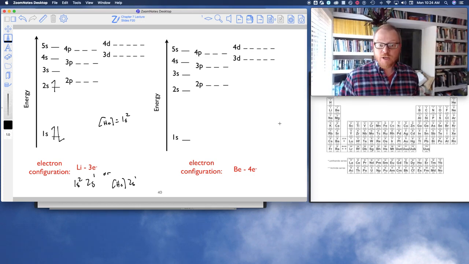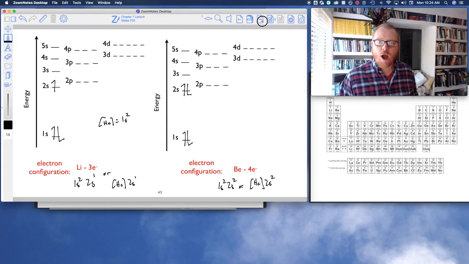Okay. So now what about beryllium? 4 electrons. 1, 2, 3, 4. There's beryllium. So I'm going to go 1, 2, 3, and now where do I put it? Well, you notice that beryllium is still in this 2s block, right? So it gets paired up in the 2s. And I could write this configuration as 1s2, 2s2, or as helium 2s2. That works. Let's keep going.